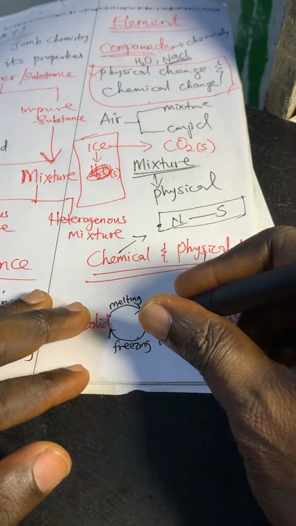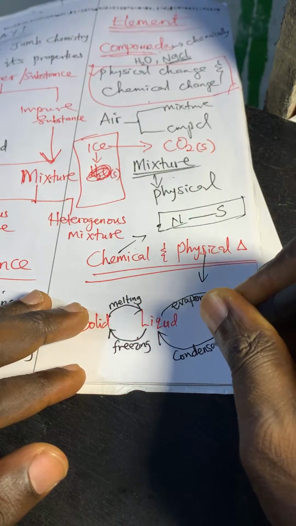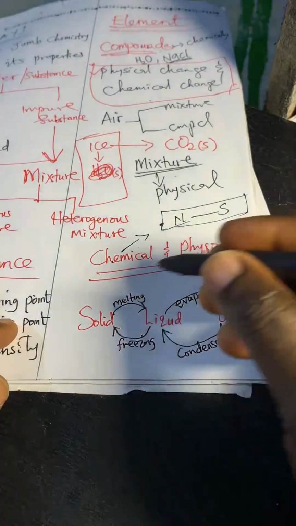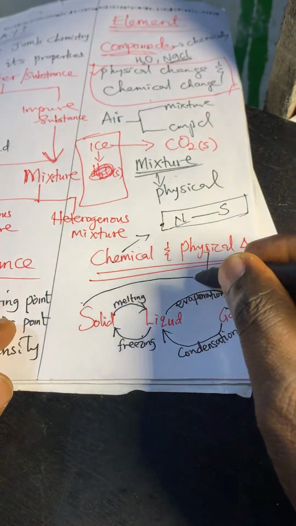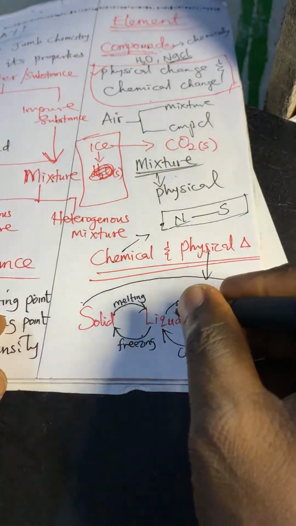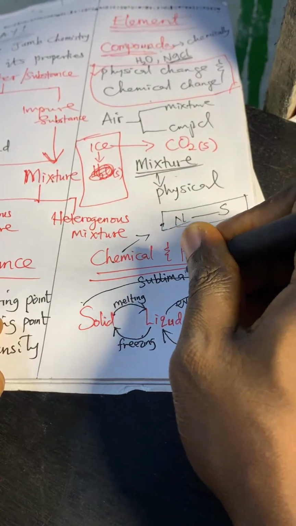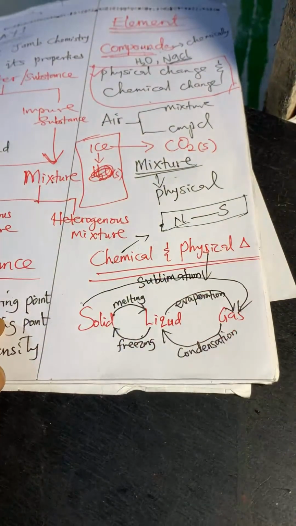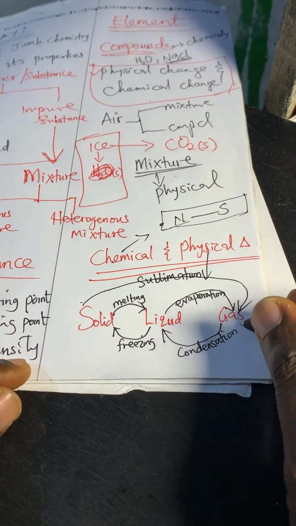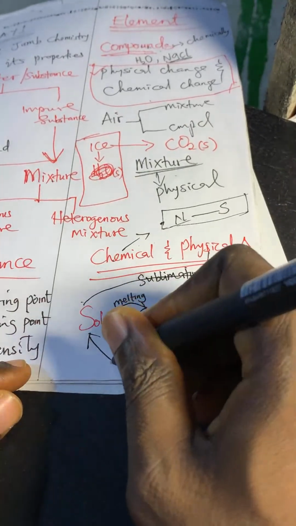If a gas changes back to liquid, we say it is condensation. You are condensing the gas, squeezing it. But when a solid moves directly to the gaseous state without passing through the liquid, we call it sublimation. That is the name. They are all JAMB questions. Don't joke with this.